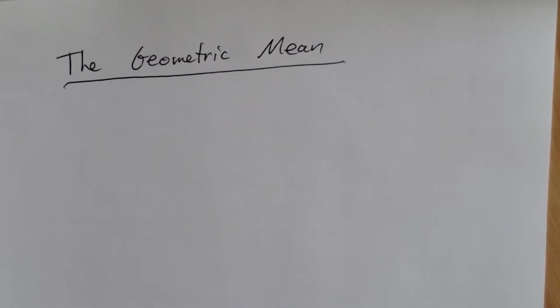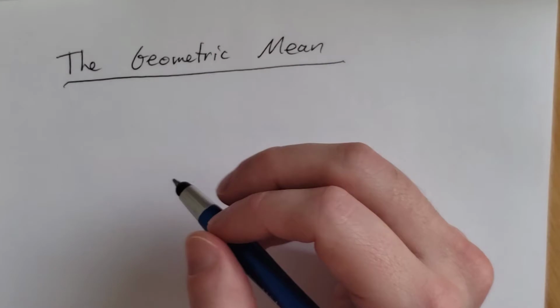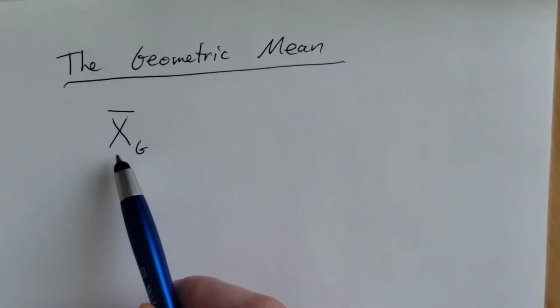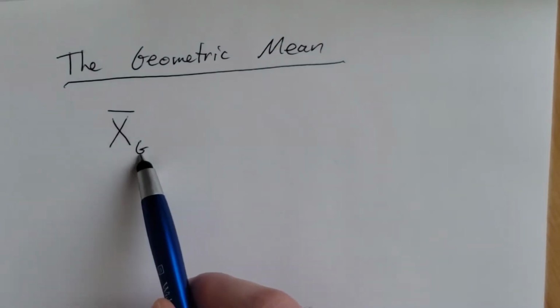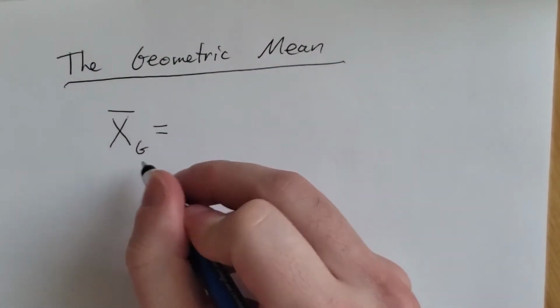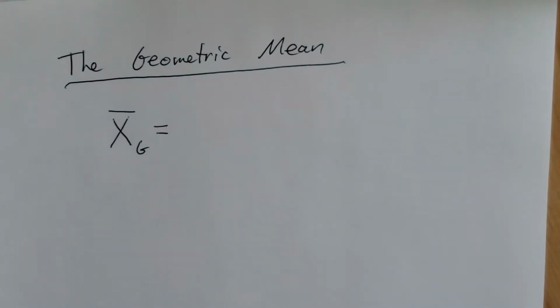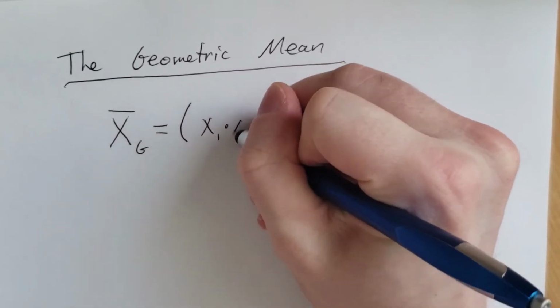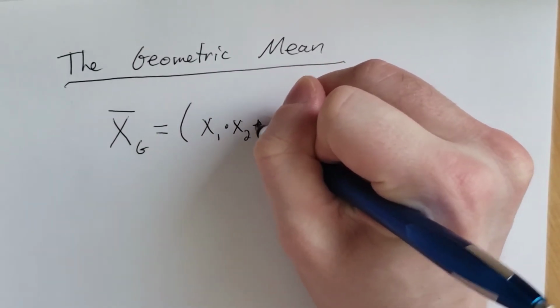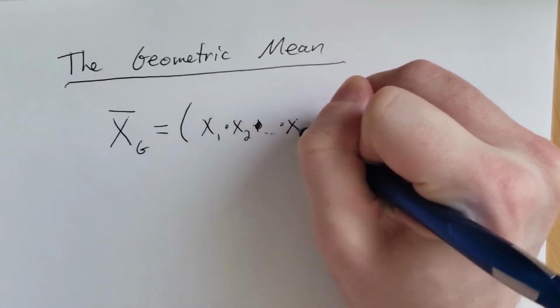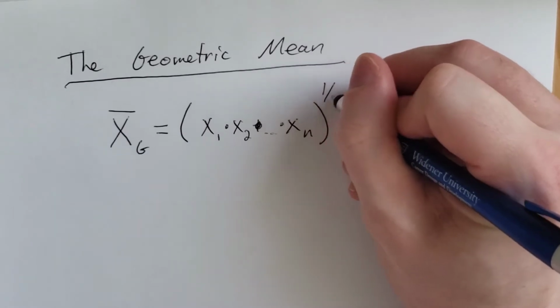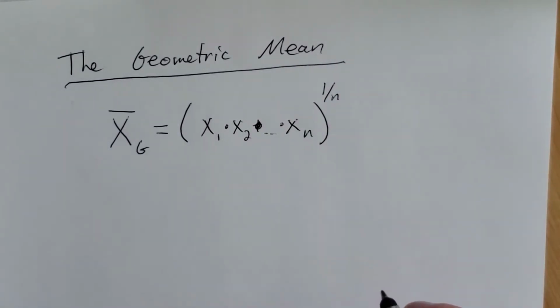In this video, we are going to discuss the geometric mean. So I'm going to write down what that is. We have a similar symbol here, x bar, but we're going to put a subscript of g to mean the geometric mean. And it is defined by x1 times x2 times all the way up through x sub n, all raised to the 1 over nth power. So we take the nth root of this product.